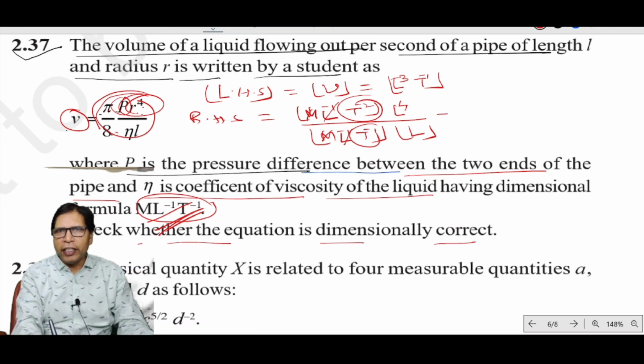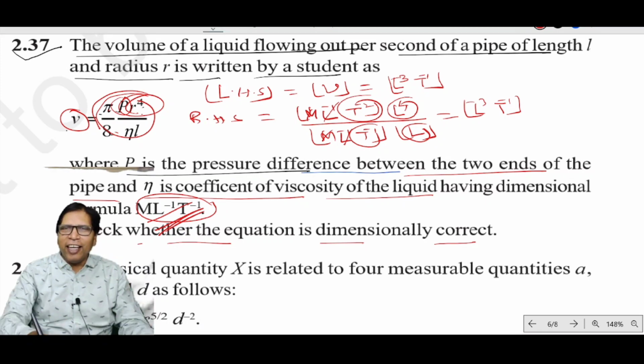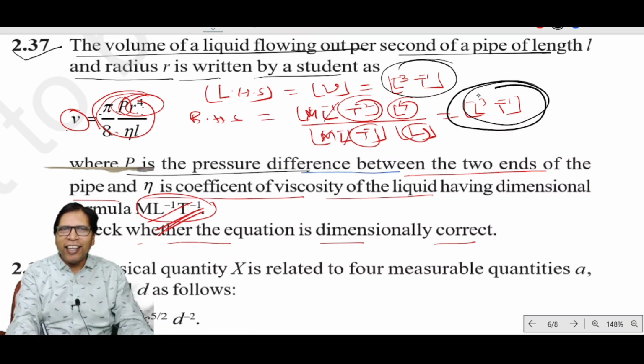So finally we get T to the power minus 1. Here L to the power 4, here L. So look at this, L cubed T to the power minus 1 is the dimension of the RHS. The dimension of LHS is equal to the dimension of RHS. So the equation is correct.